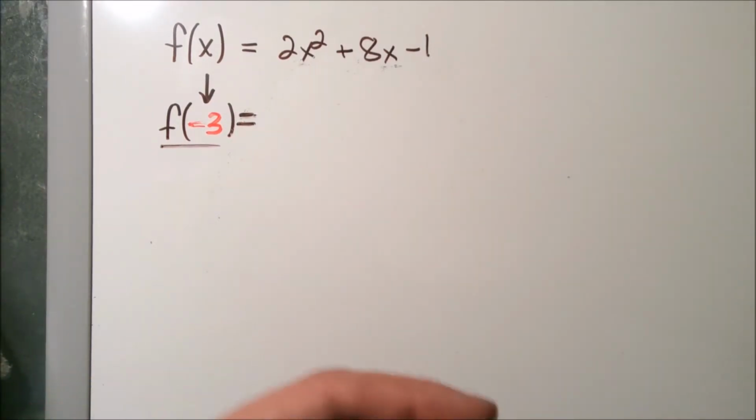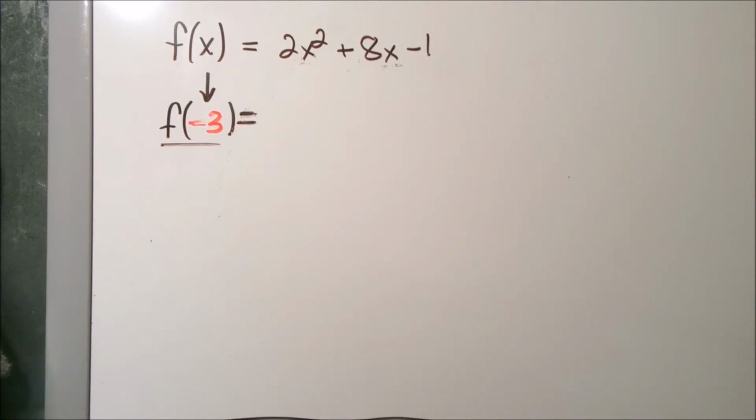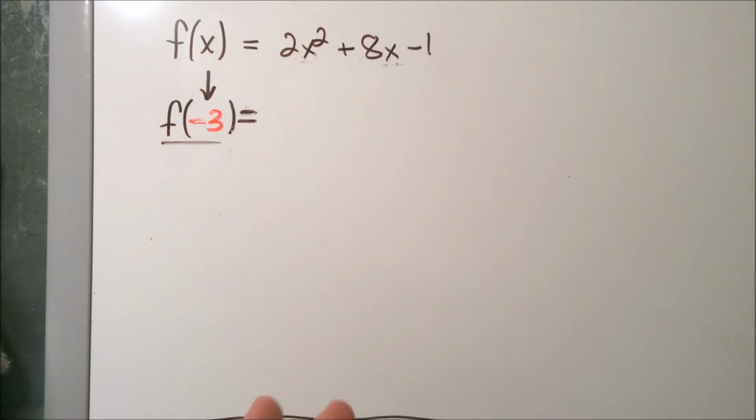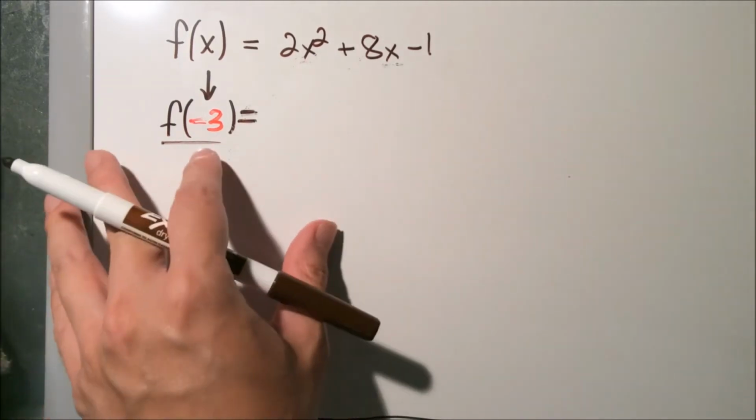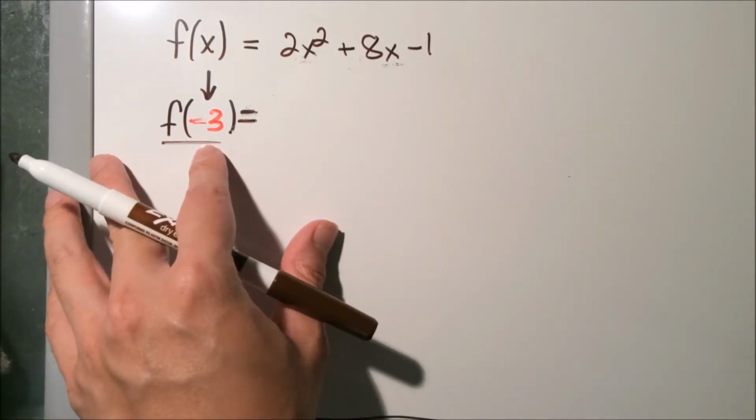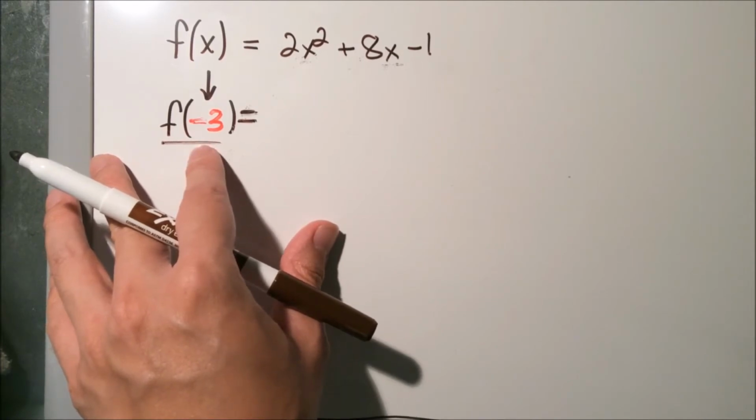Sometimes you will just have a number answer like 5, negative 9, 10. In some cases, you will have expressions, 3x plus 2, 6x minus 5, things like that. In this case, you have just one number, so you should have a number answer.